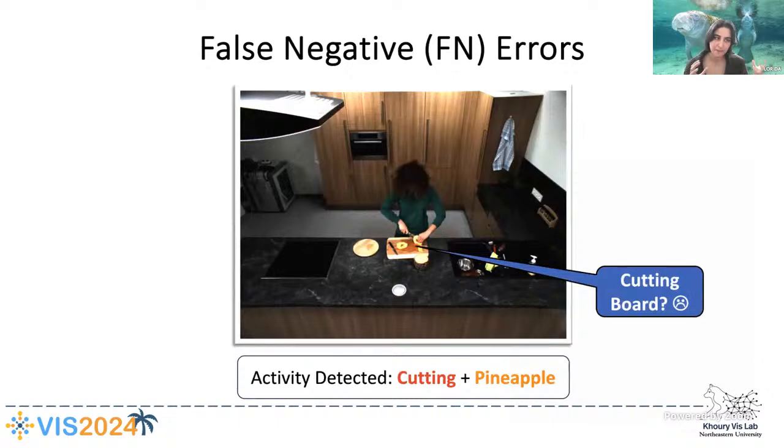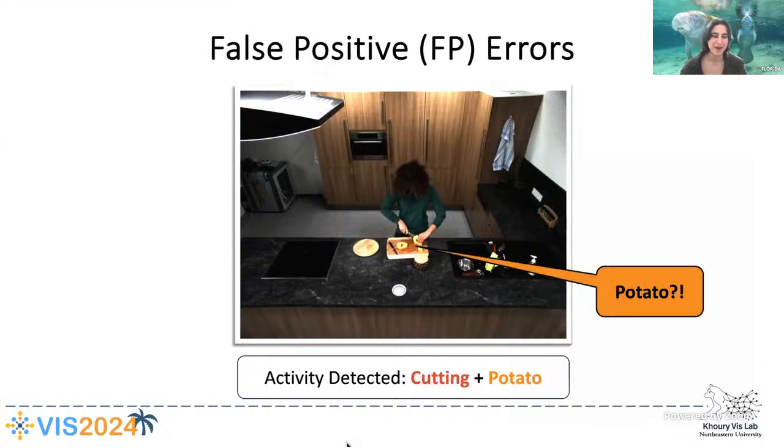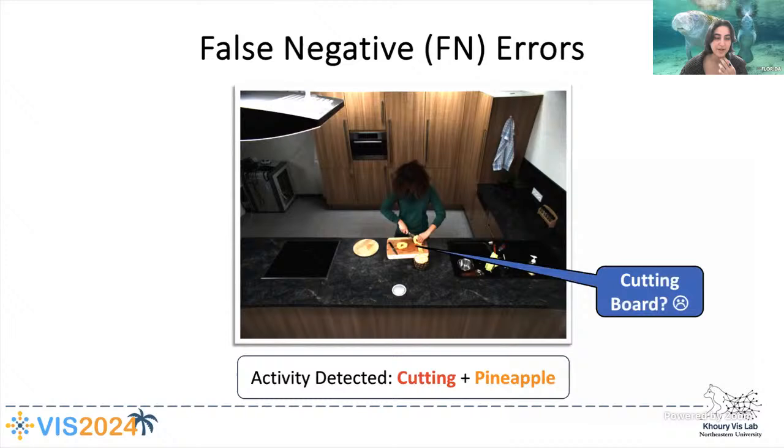So there could be problems that are focused on particular frames. For example, false positive errors, such as some item or some vocabulary label is detected by mistake, or false negative errors, that something that should have been detected is not detected, for example, cutting board here.